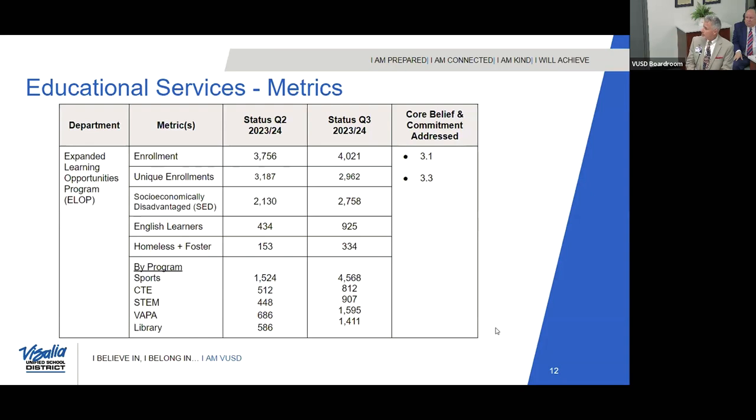I also wanted to show you down at the bottom the program offerings, and the number of students who have taken advantage of those. This helps us know the types of programs that are most interesting to our families.